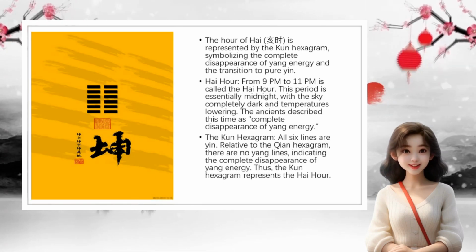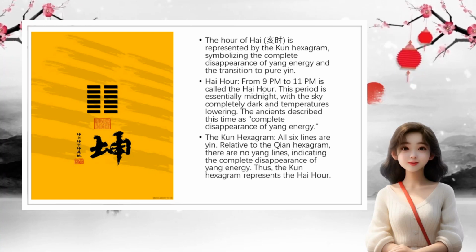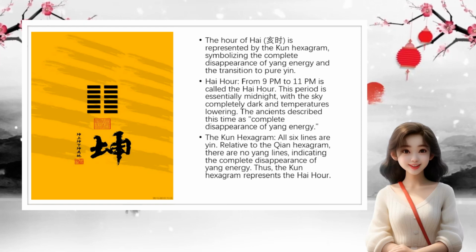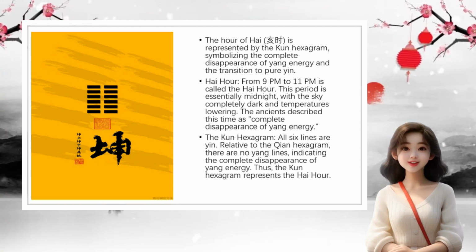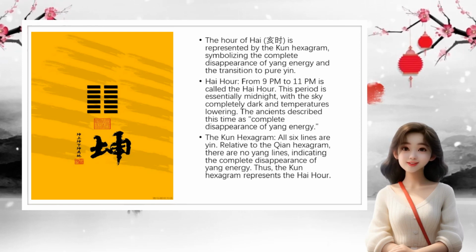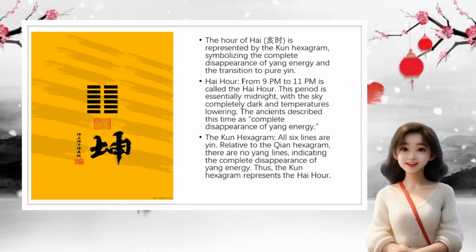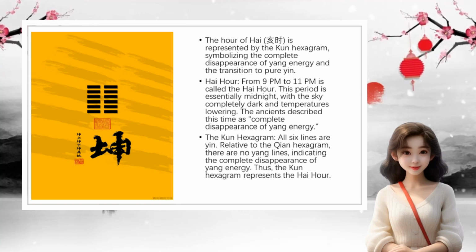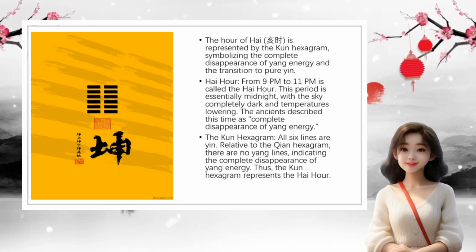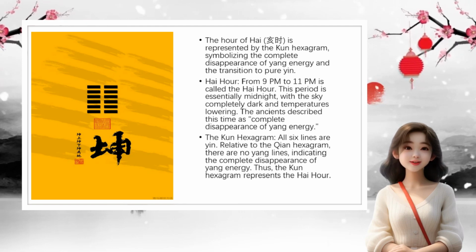The hour of Hai is represented by the Kun hexagram, symbolizing the complete disappearance of yang energy and the transition to pure yin. Hai hour, from 9 p.m. to 11 p.m. is called the Hai hour. This period is essentially midnight, with the sky completely dark and temperatures lowering. The ancients described this time as complete disappearance of yang energy.